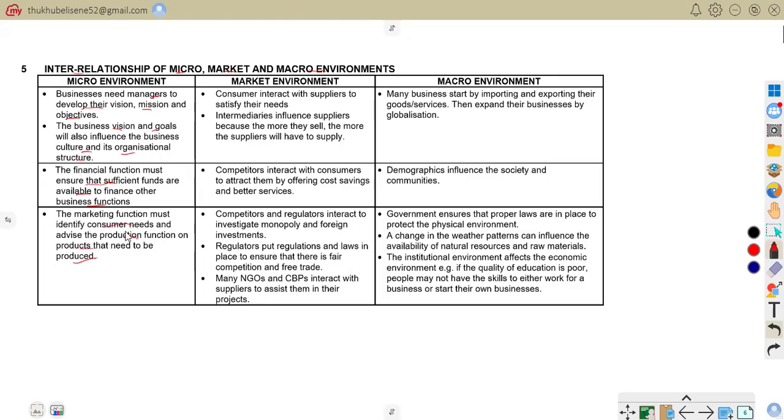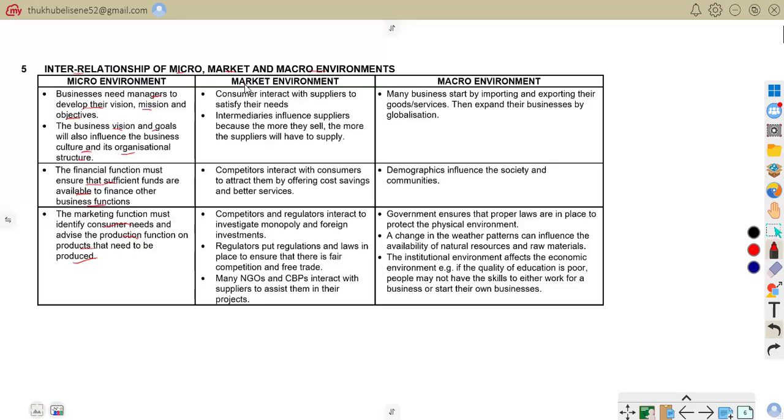Also, it further says the marketing function must identify customers' needs and advise the production function on products that need to be produced. Meaning the marketing function finds out what customers want and informs production. For example, surveys show customers want sugar-free drinks, and then production makes them. That's why the marketing function identifies customers' needs and advises production.